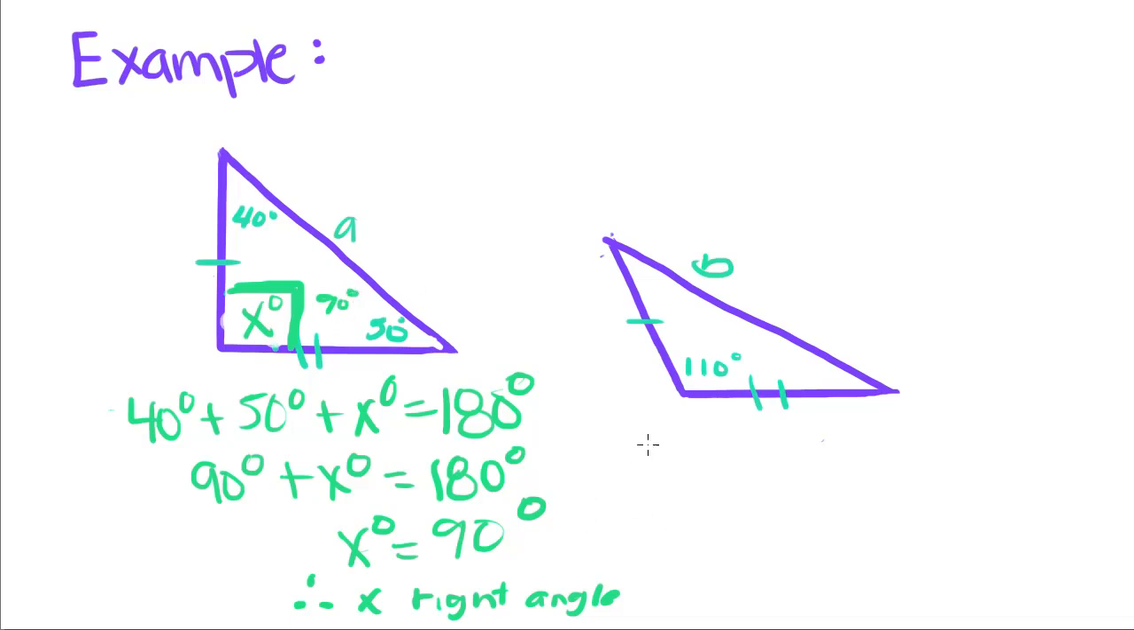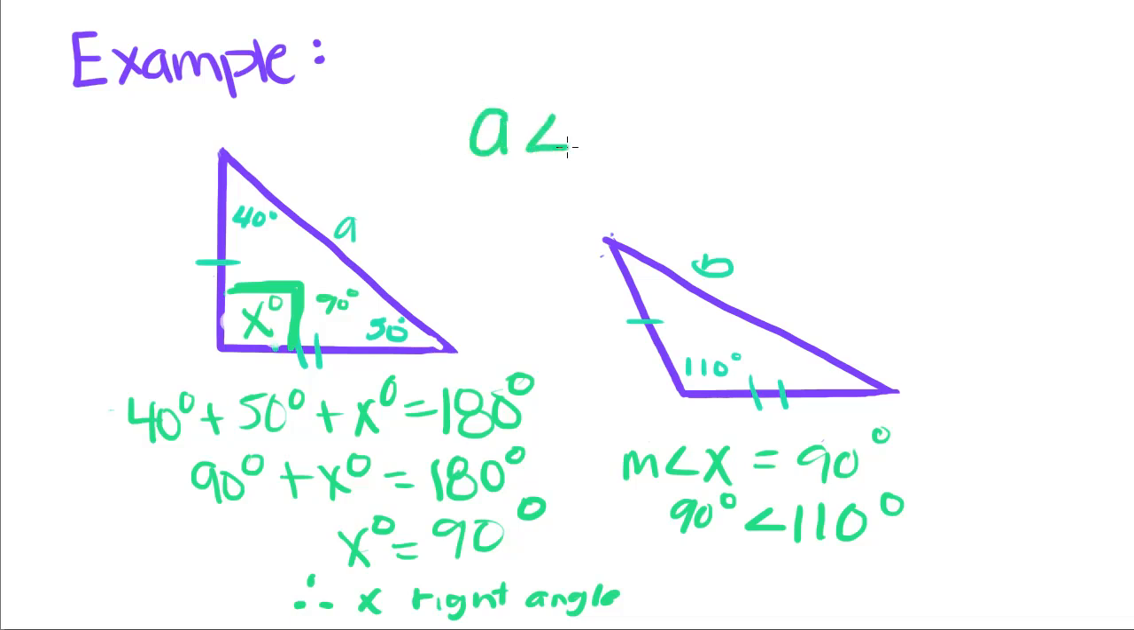Well, since the measure of angle X is equal to 90 degrees, and 90 is less than 110, that means that this angle is less than this angle. So using our two-triangle inequality, we can say that A, this side opposite this angle, is less than B, which is this side opposite this included angle.